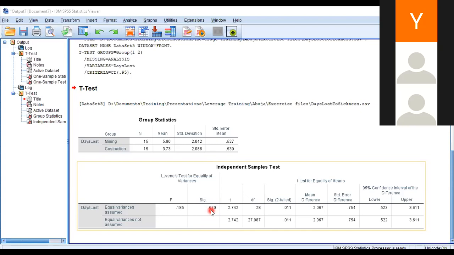Yeah, what do you say? I said there's no difference in absenteeism from duty across mining and construction, and no difference in their variances, in their measure of spread. This Levene's test is used to decide whether it is parametric or non-parametric. Yeah, that's used to test for homogeneity of variance.